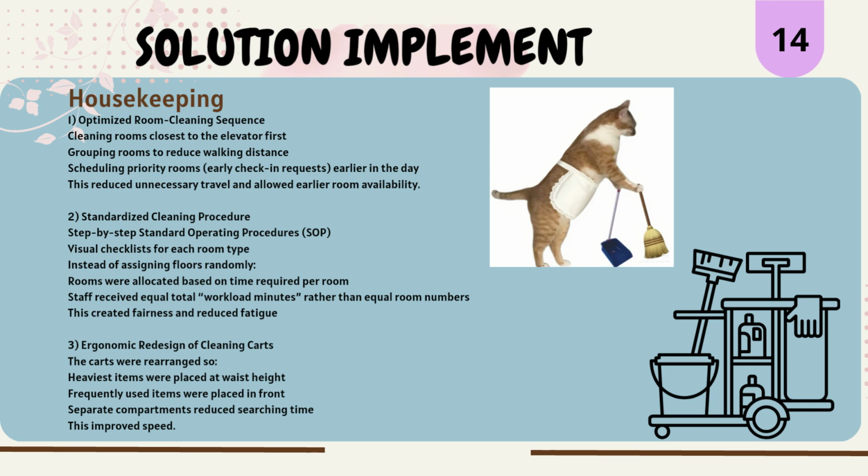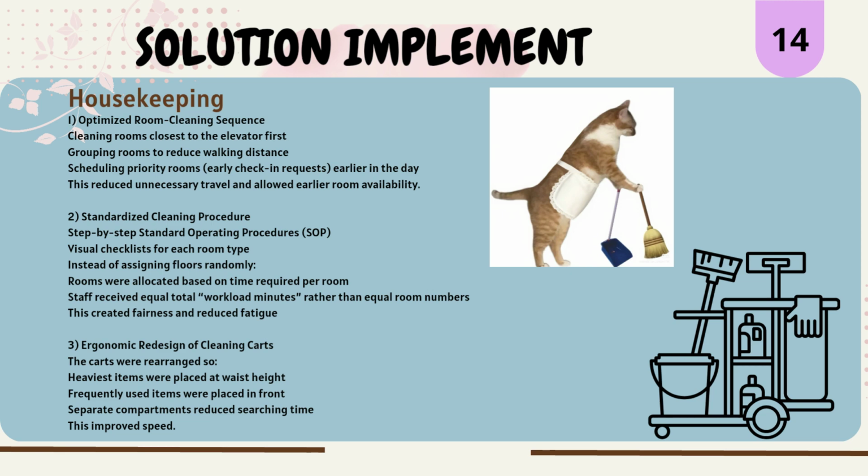Industrial engineers also optimize room cleaning sequences. Let's say they will let the cleaners clean the room closest to the elevator first, grouping rooms to reduce walking distance, and scheduling priority rooms for early check-in requests that day. This will reduce unnecessary travel and allow room availability earlier.